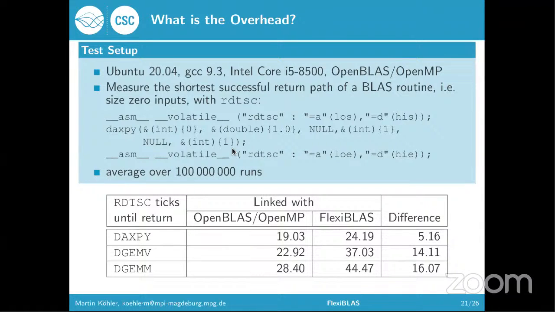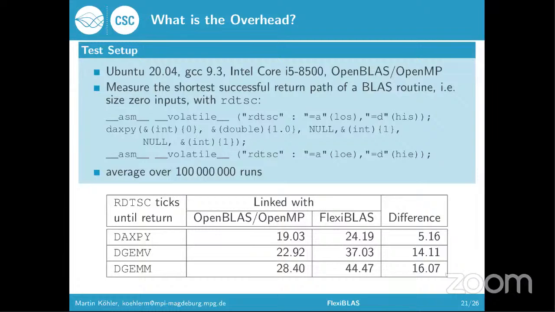In this table, you see how long it takes until the BLAS library returns for the example code, as I said, with 0 size input for the vector addition, for the generalized matrix vector product, and for the generalized matrix product. The difference is only between 5 and 16 clock cycles. And I think there should be a good connection between this difference and the number of function arguments you pass in.